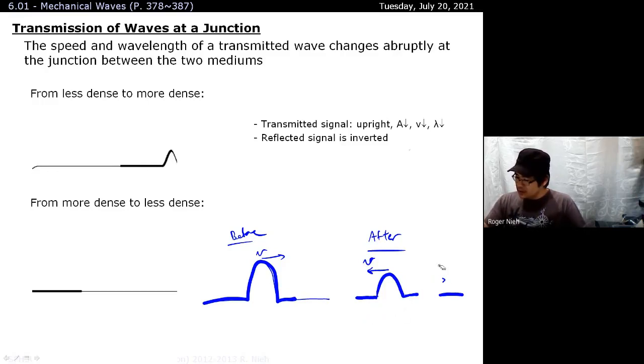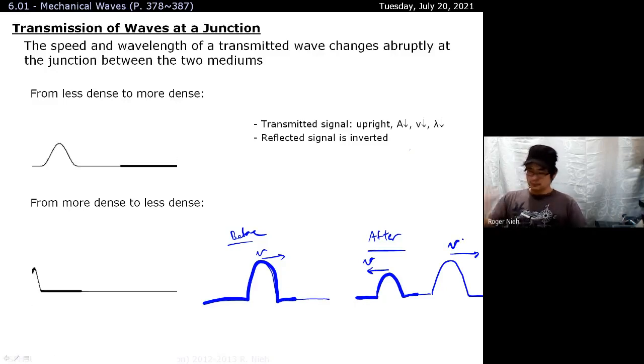What about the transmitted signal? Well, here's the crazy thing. Transmitted signal, it moves a whole lot faster and the amplitude has increased. So draw a longer arrow. And here's the visual animation.